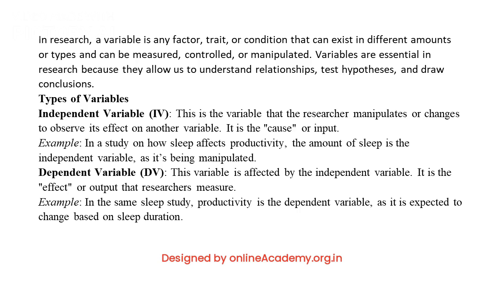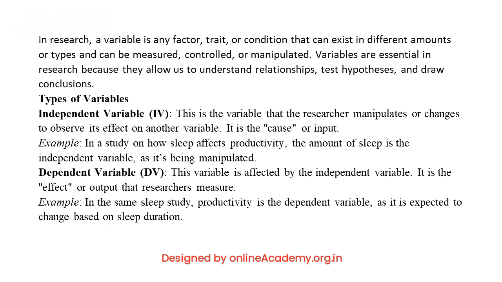In research, a variable is any factor, trait, or condition that can exist in different amounts or types and can be measured, controlled, or manipulated. Variables are essential in research because they allow us to understand relationships, test hypotheses, and draw conclusions. There are different types of variables, including independent and dependent variables.